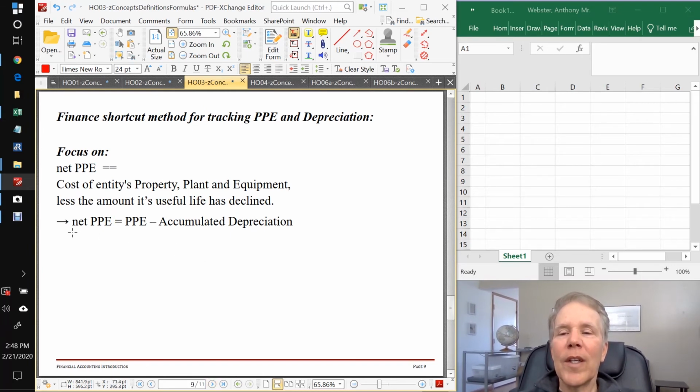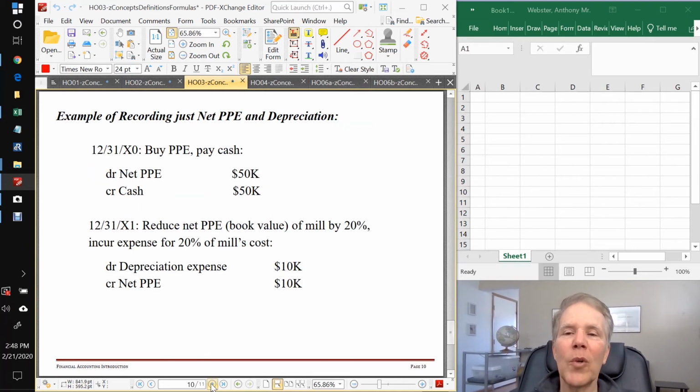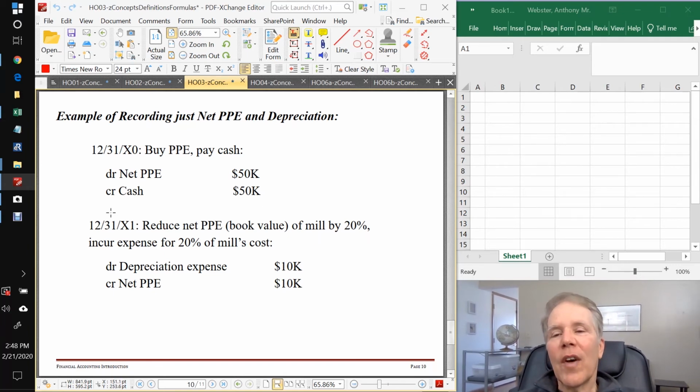Okay, so what is net PPE? Net PPE is always just PPE minus accumulated depreciation. It's the PPE we've got minus the amount of wear that it has incurred, and it's a much simpler way to track things. So if we're tracking things in our company with net PPE, okay, when we buy it, we just say DR net PPE and cash flies out the door if we're paying for it in cash. And let's say it has a 5-year life.